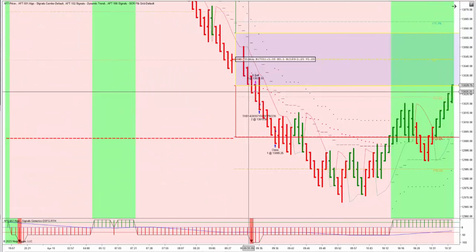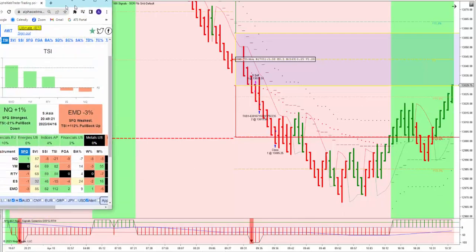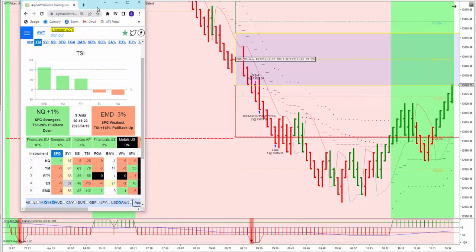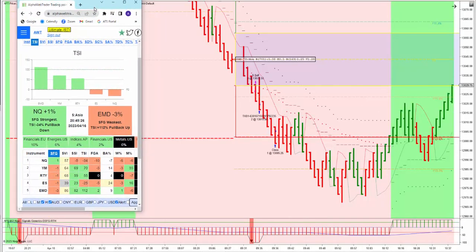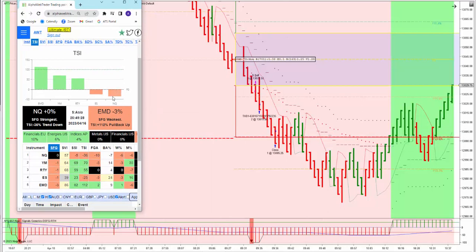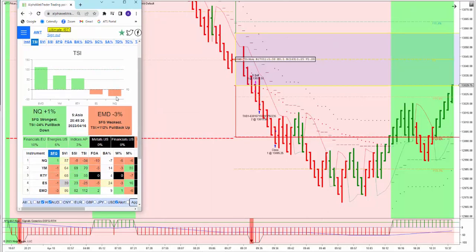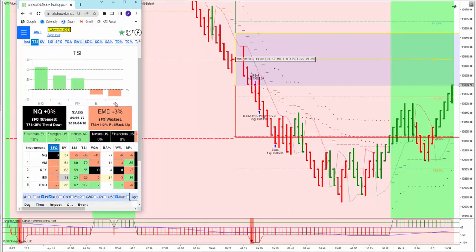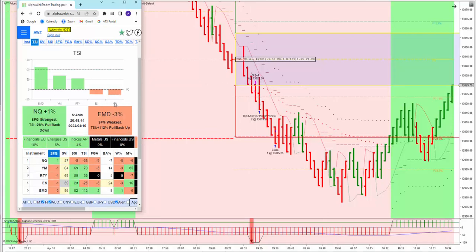First was in the NQ, and that was a short trade, which I had filtered using the AlphaWebtrader. As you see, the NQ here on the TSI is red, it's the weakest market here on the right. At the time when the short trade set up after the market opened, NQ is in the same position as it is now. It's Sunday evening and the market is open here.